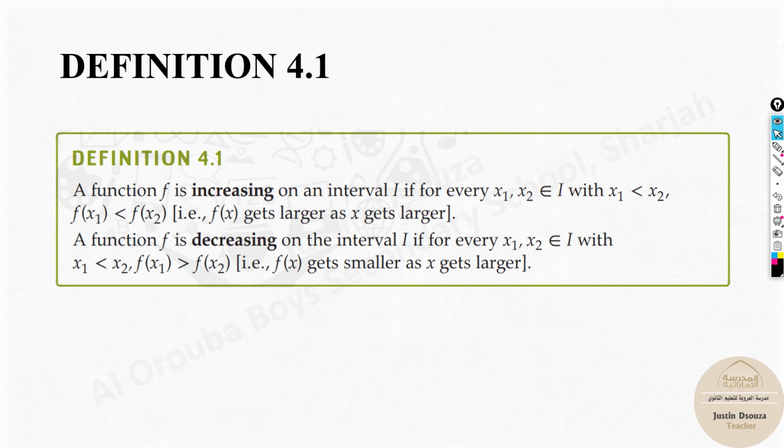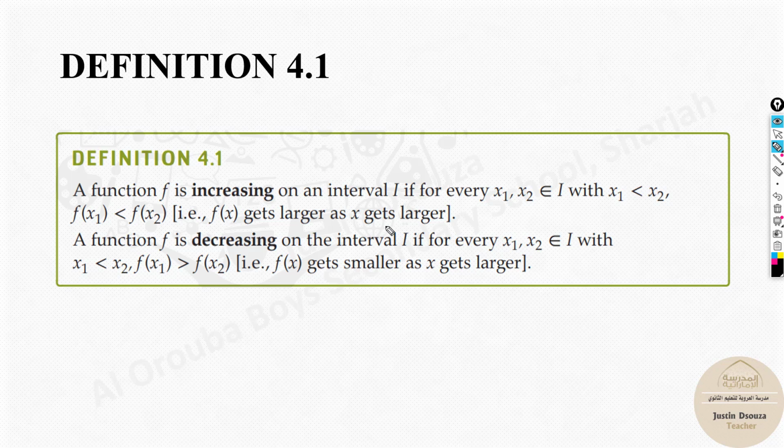Definition 4.1 tells us about increasing and decreasing functions. Now let us understand, if a function is increasing, say for example on an interval I, for every x1 and x2 which belong to this interval, these 2 points are in this interval. And now look over here, they have told us the first point x1 is less than the second point x2. And also in the function, f of x1 is less than f of x2. And f of x gets larger as x gets larger. That means the function is increasing.